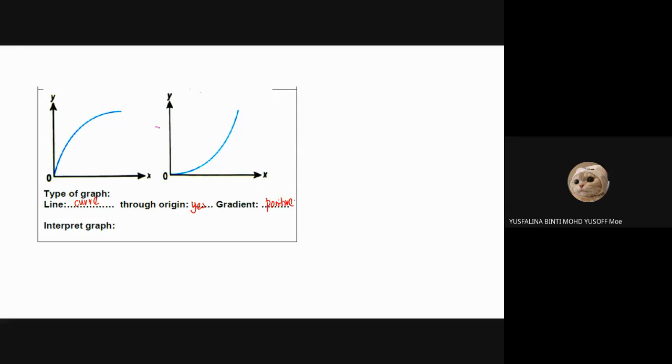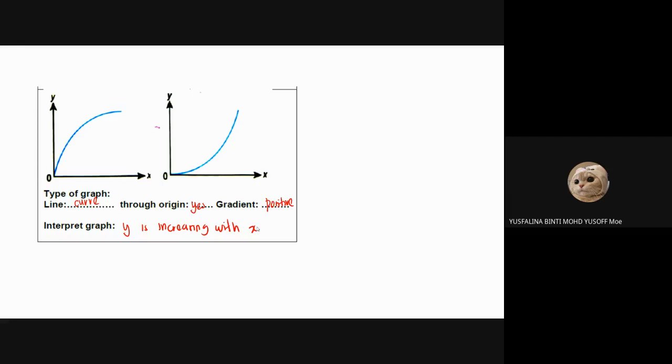So how do you interpret the graph? Okay, so y is increasing with x. Okay, so y is increasing with x, right?